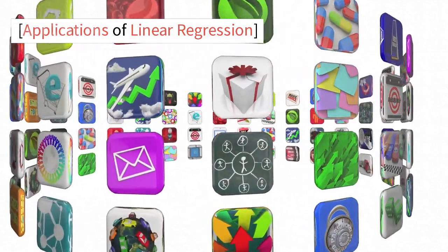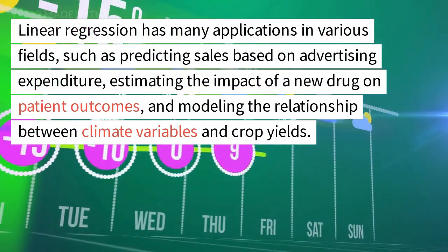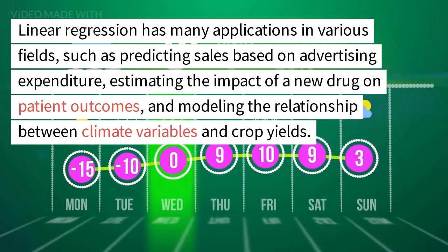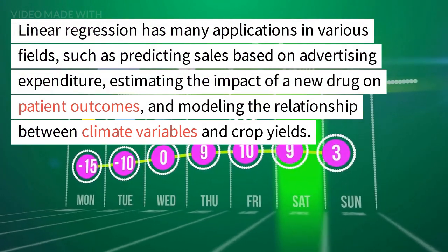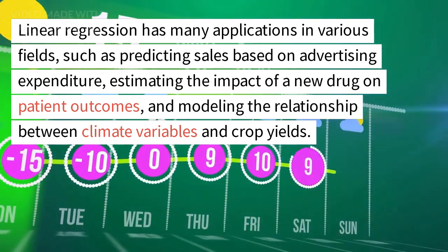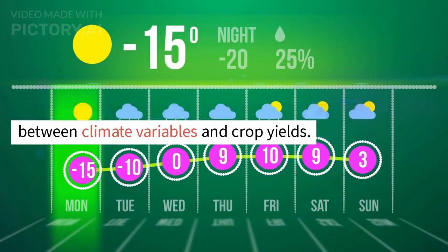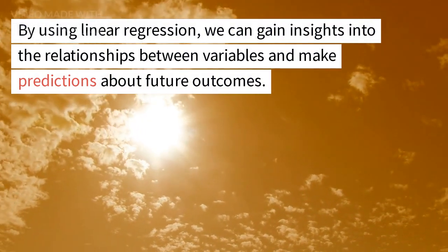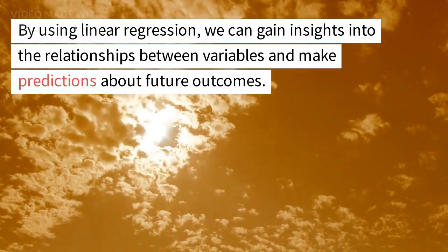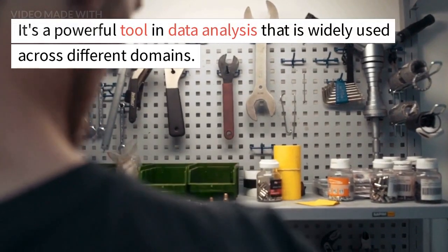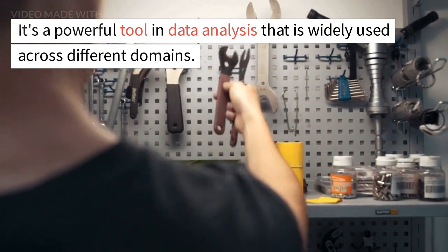Applications of linear regression. Linear regression has many applications in various fields, such as predicting sales based on advertising expenditure, estimating the impact of a new drug on patient outcomes, and modeling the relationship between climate variables and crop yields. By using linear regression, we can gain insights into the relationships between variables and make predictions about future outcomes. It's a powerful tool in data analysis that is widely used across different domains.